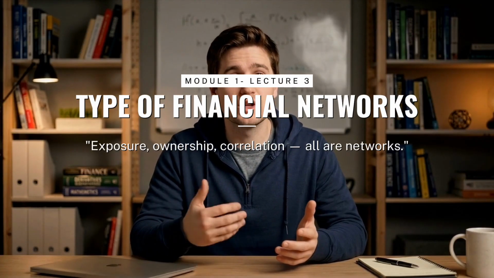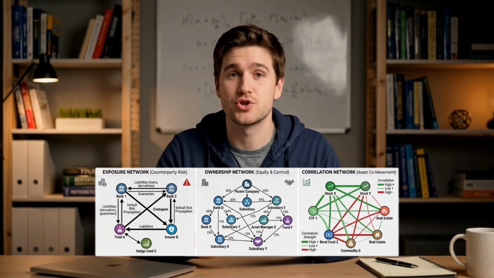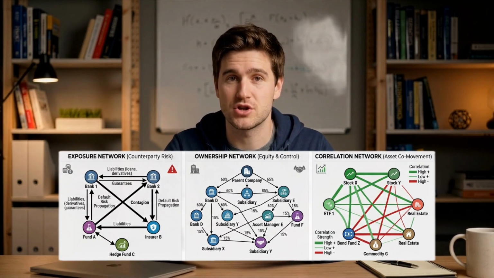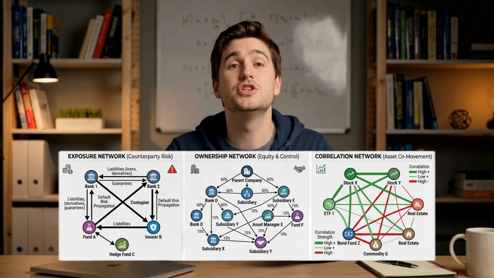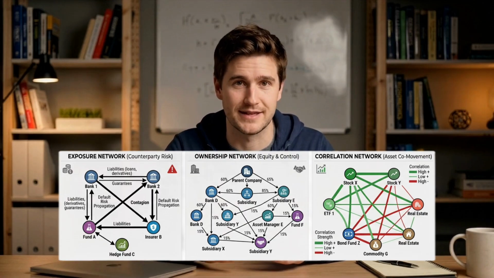In our earlier lectures, we learned what networks are and how to measure them. Now we ask a new question. What kinds of financial networks actually exist in the real world? Exposure, ownership, and correlation are all networks, but they do not represent the same economic reality. Let's look at this closely.